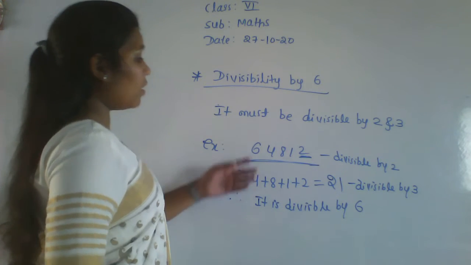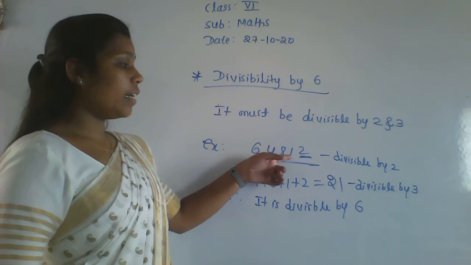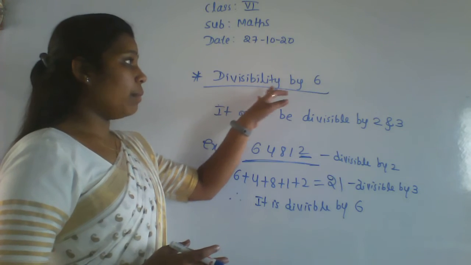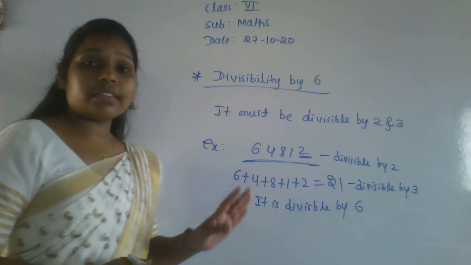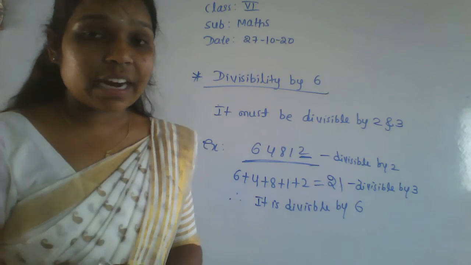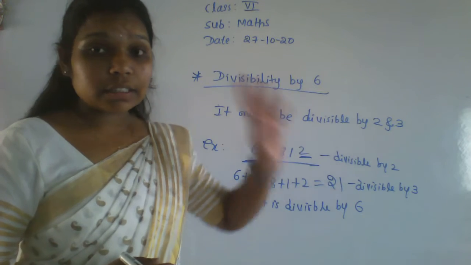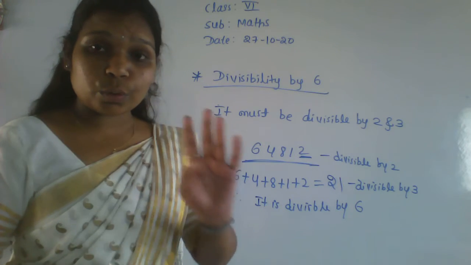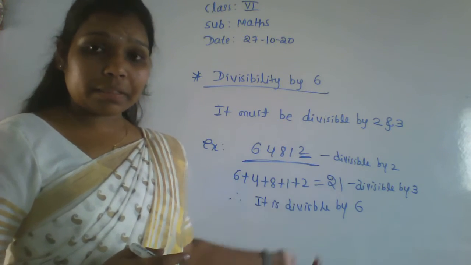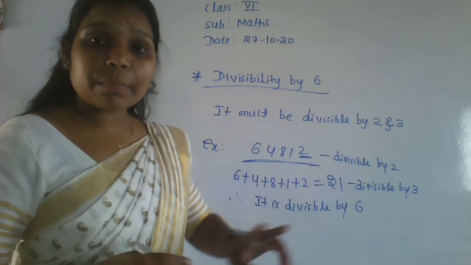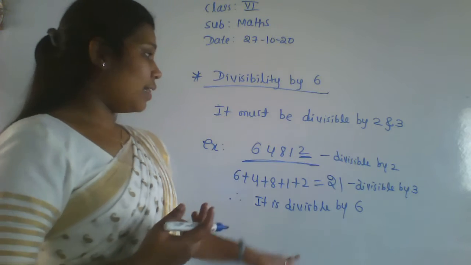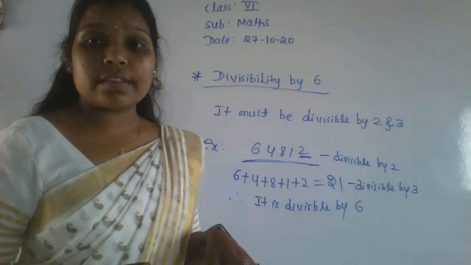Then we can say that the given number, 64,812, is divisible by 6. This is the divisibility by 6 rule. What is the rule? If a number is divisible by 6, then it must be divisible by both 2 and 3. We have to check divisibility by 2 and divisibility by 3, both. If one of them fails to be satisfied, then we can say that this given number is not divisible by 6.